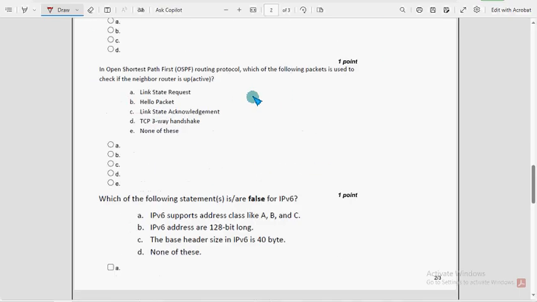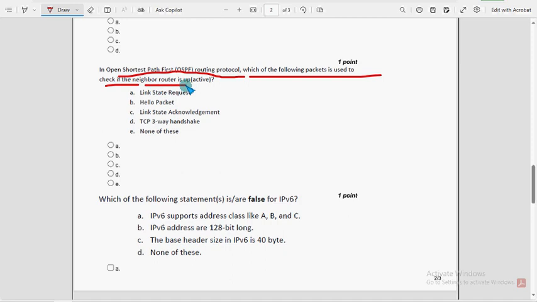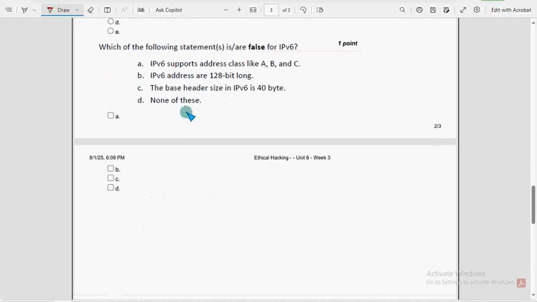Next, 9th question. In the OSPF routing protocol, which of the following packets is used to check if the neighbor router is up? That means whether the neighbor router is active or not. So option B, hello packet, is the probable solution, guys. Hello packet. And moving on to the last question, the 10th one. Which of the following statements is false for IPv6? For the 10th question, the first option, IPv6 supports addresses like A, B and C. This is the probable solution.